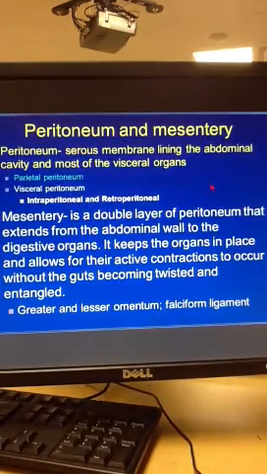All right, now the outer layer of the intestines are covered by a membrane, similar to what the lungs and the heart were. It is a serous membrane, but in the abdomen we call it the peritoneum. The parietal peritoneum lines the abdominal cavity. The visceral peritoneum covers most of the organs within the abdomen.